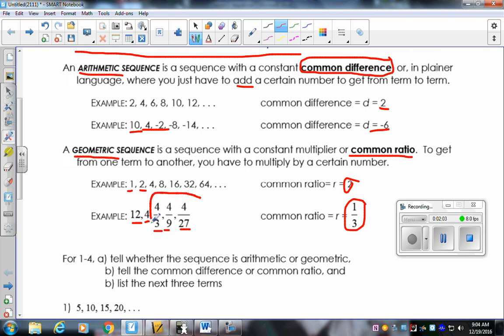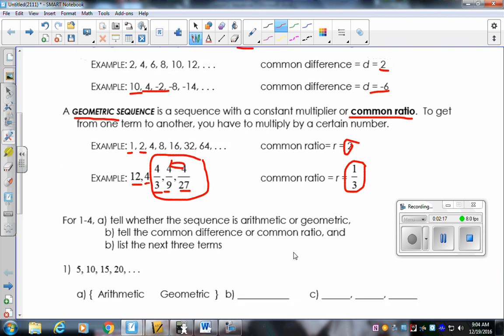Now in a geometric sequence, if you're having a tough time, because sometimes you're given just the fraction part of it and you don't know what you're multiplying by, pick any 2 numbers in the sequence and divide backwards. Like if you did 4/27 divided by 4/9, you would get the 1/3. That can give you your common ratio if you're having trouble identifying what that magical number is.